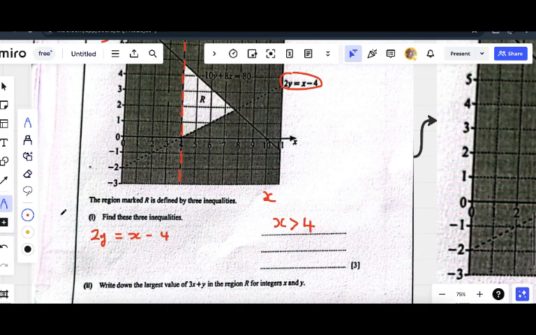Now, you remember the equation of a straight line is y equals mx plus c, where m is the gradient. So we can put this equation in that format. Meaning I divide here by 2, divide here by 2, divide here by 2, so that y will be alone. Why are we dividing by 2? Because we want to make y the subject.